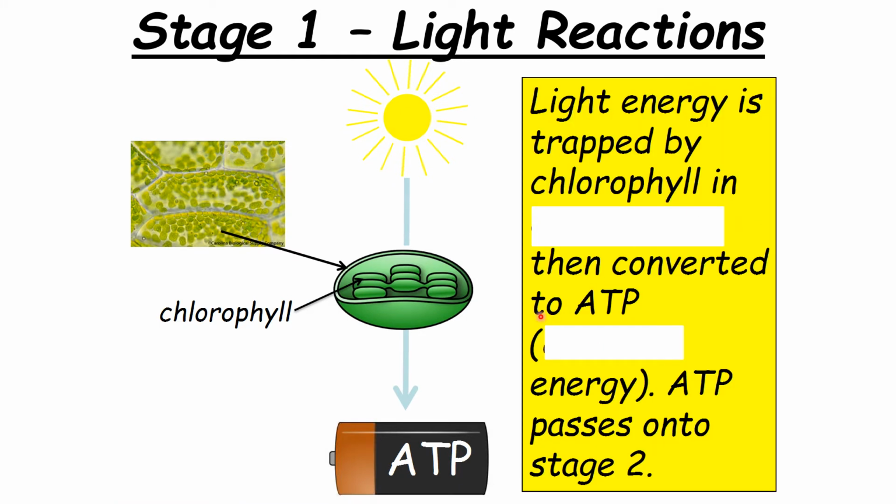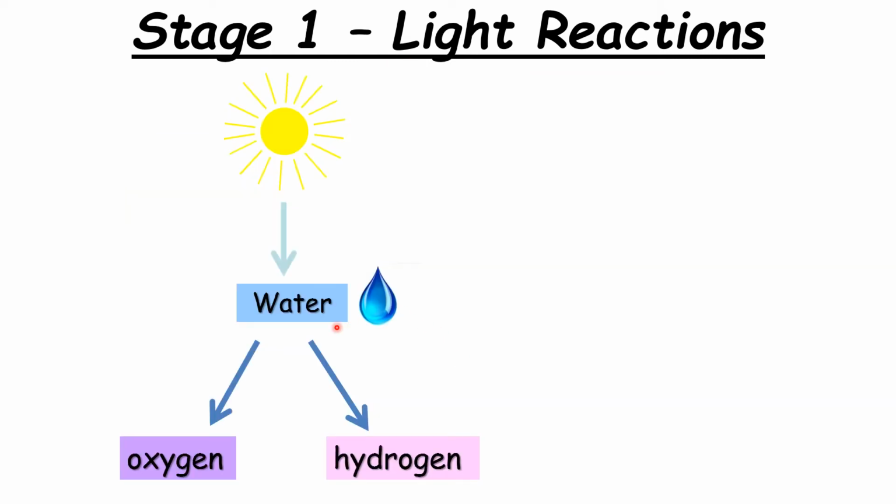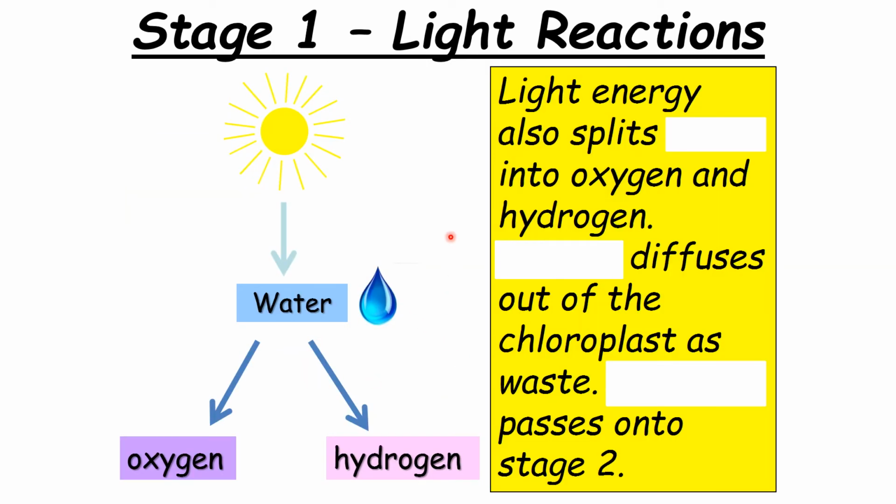So light energy is trapped by chlorophyll, which is in chloroplasts, then converted to ATP, which is the chemical energy, and the ATP goes into stage 2. Meanwhile, light energy is also splitting water into oxygen, hydrogen.